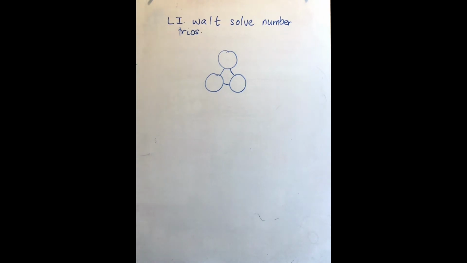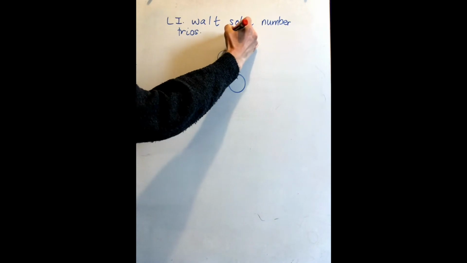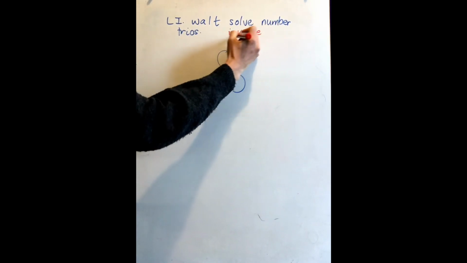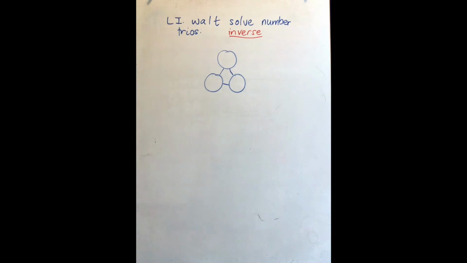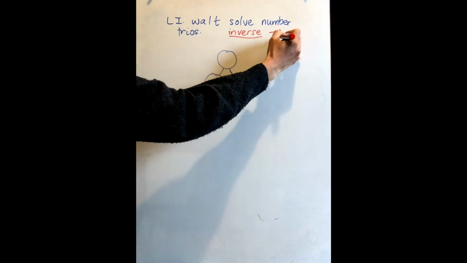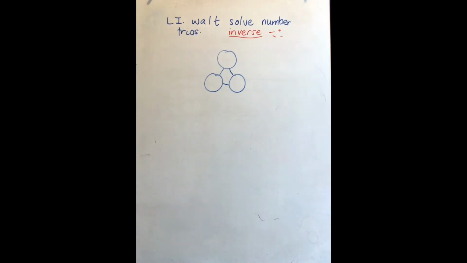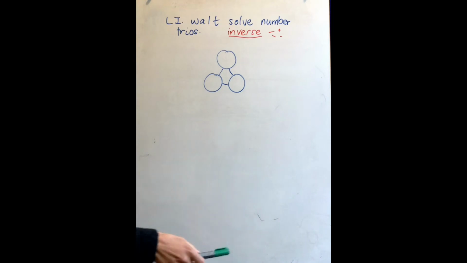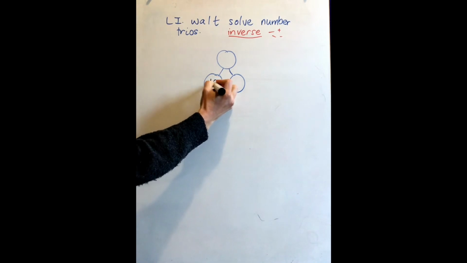Okay, we're going to look at how to solve number trios today. One thing to remember when we're trying to solve number trios is the inverse, okay? We're going to talk a little bit about inverse later, but the inverse is the relationship between adding and taking away, or subtraction. It can also be multiplication and division, but in this case it's going to be adding and taking away. If you know an adding fact, then you can easily work out the inverse, or the opposite, the subtraction fact.